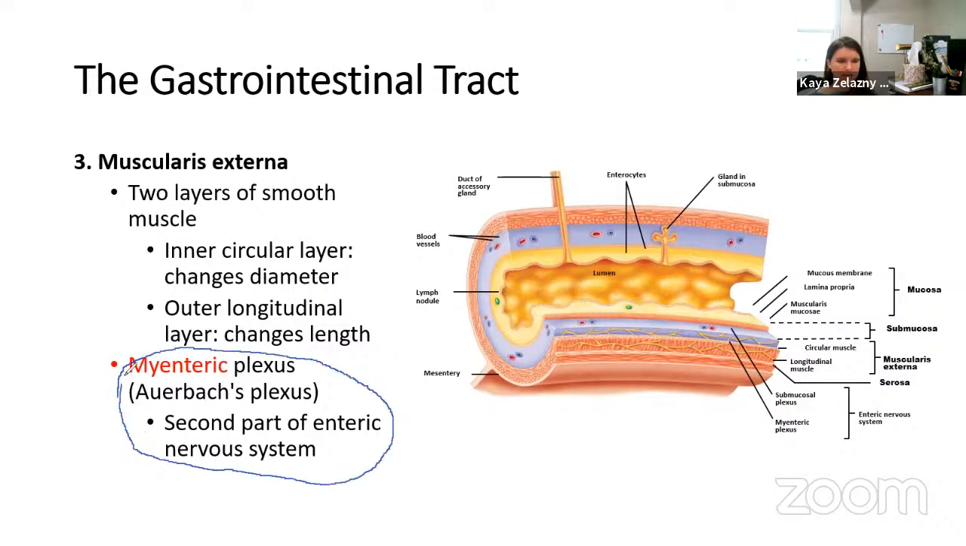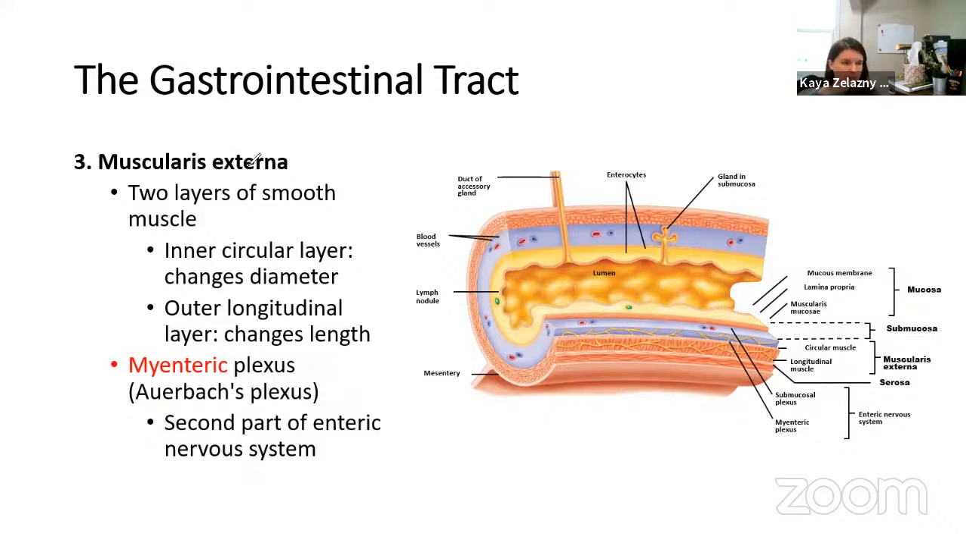All right, so Meissner's plexus was in the submucosa. So that was half of our enteric nervous system. And Auerbach's plexus, or the myenteric plexus, is the other half of our enteric nervous system, and it's in the muscularis externa. Okay. So this is, again, adding into our intrinsic control of the gut.